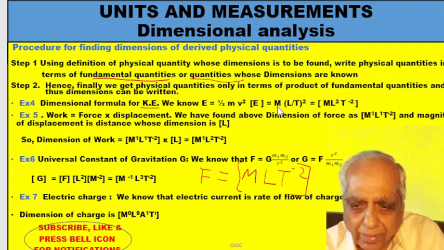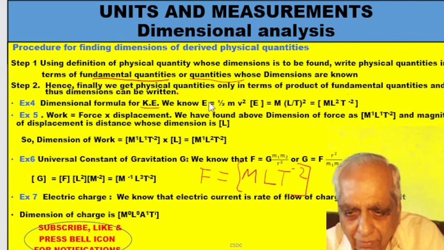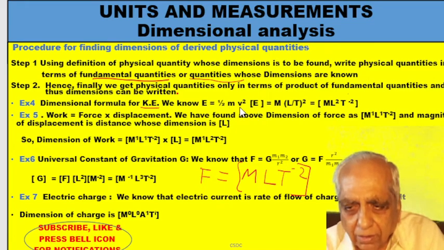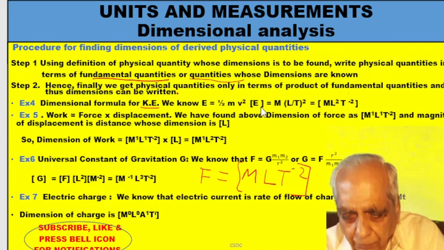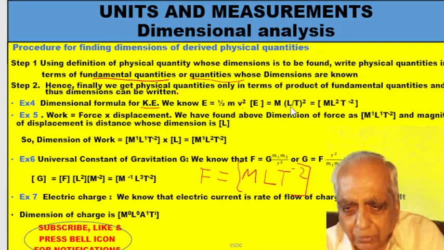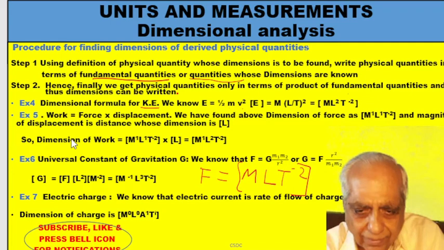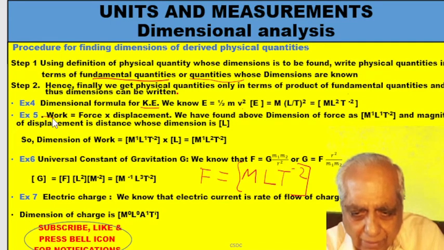So in this manner you write the first step, write the definition, E is equal to half mv square. Then you write it in terms of fundamental quantities or quantities whose dimensions we know. Like I wrote in terms of V, I know the dimension of V is L upon T. I can write the answer. Now next example, this we have done now.